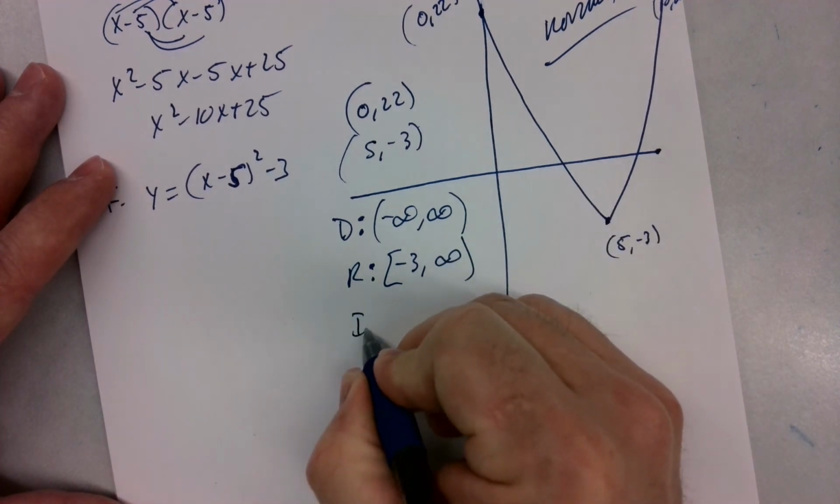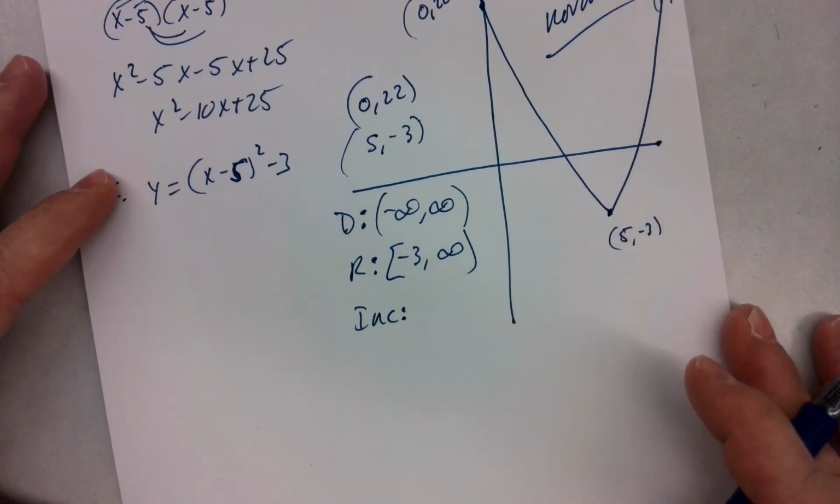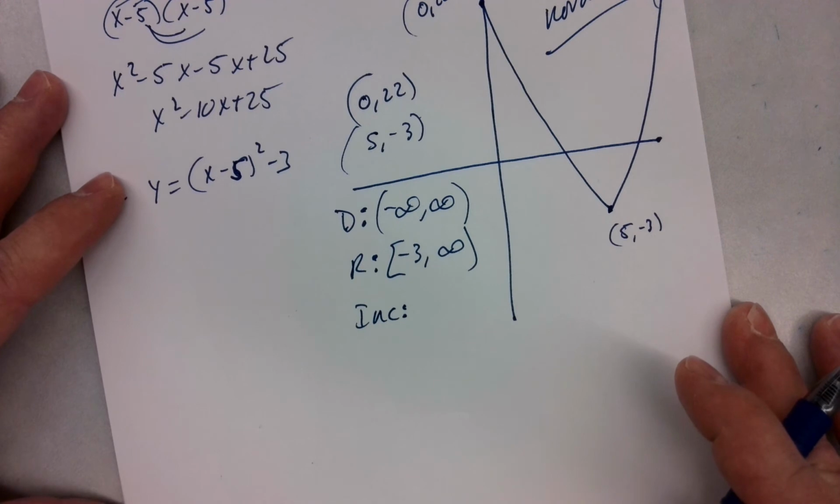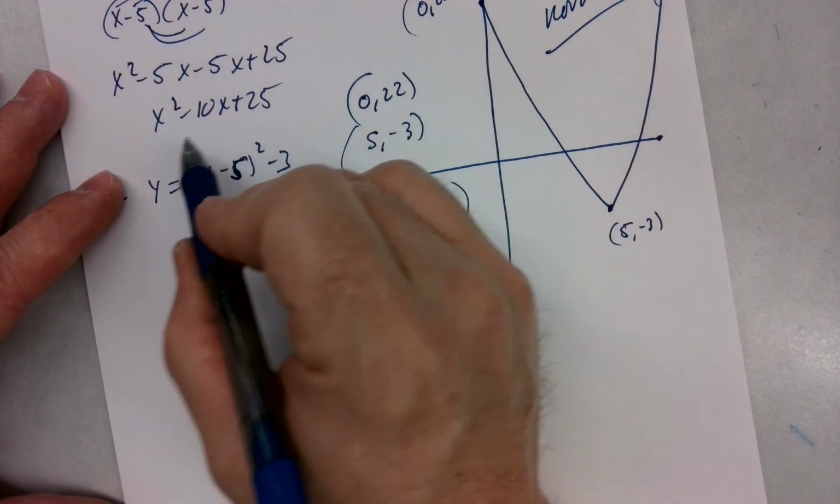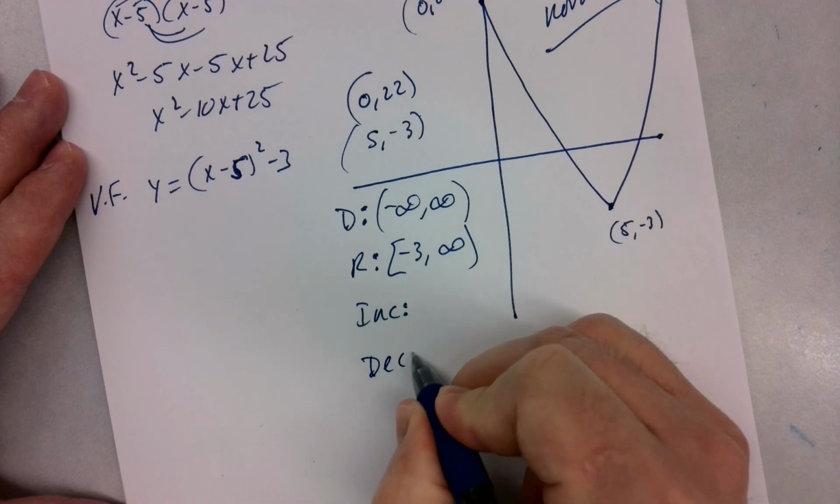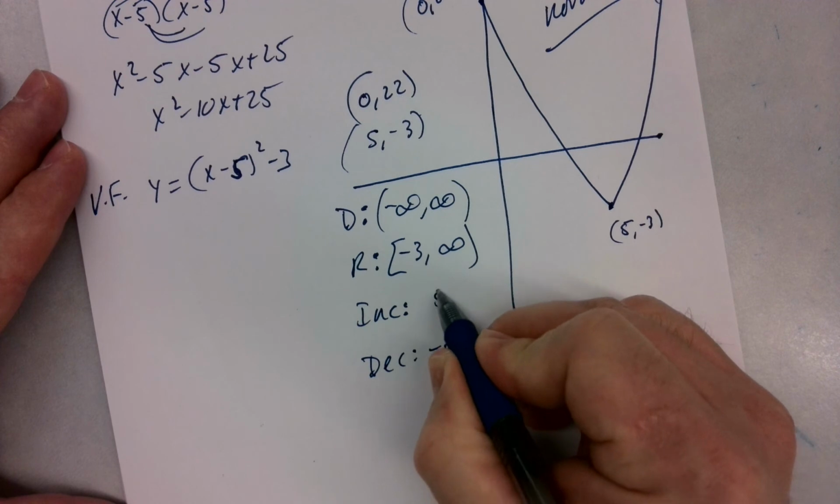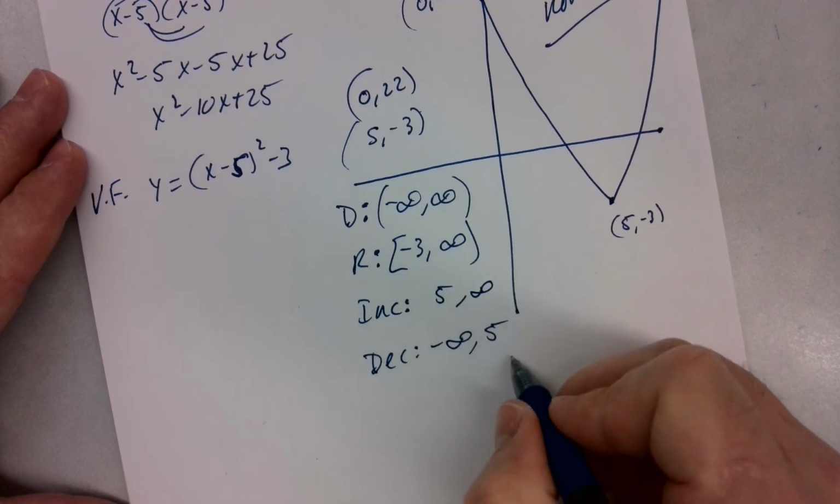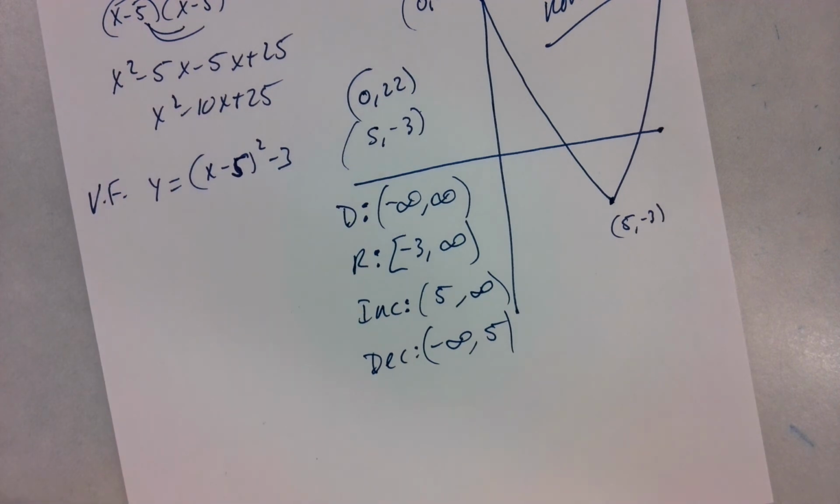So increasing. When is this increasing? Remember, these are our x values. So it's decreasing from negative infinity to 5, since going here it's actually going down. Then I'm going to increase from 5 to infinity, and these were always both parentheses. Who can explain why I have parentheses around those 5s? Pretty much word for word, right?